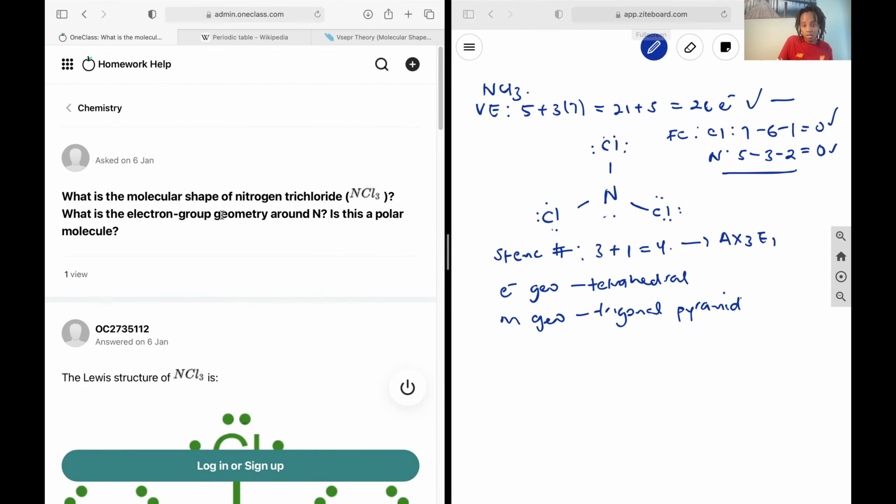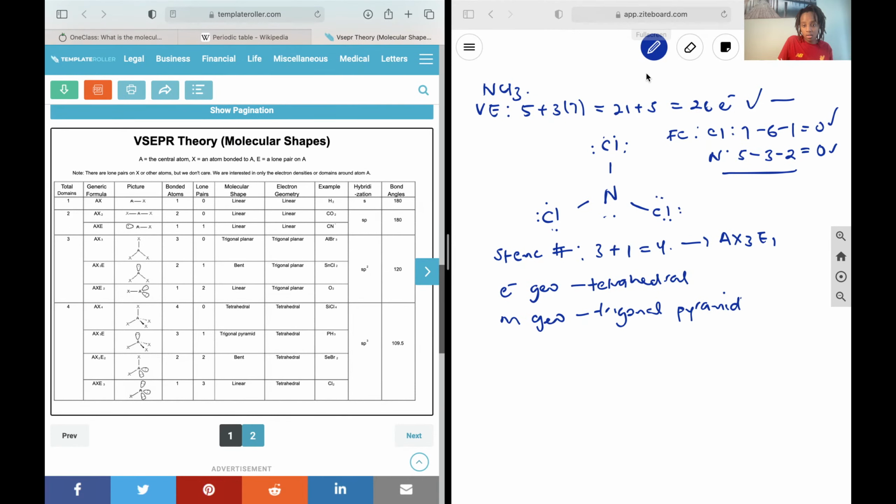Okay, and then we are asked if it is polar or nonpolar, so let's draw it out the way that the structure should look. And then let's draw our dipoles. Lone pair is always more electronegative. Chlorine, chlorine, chlorine. And so we know these 3 will add up in a specific way to give you a dipole moment facing downwards, and this one will give you a dipole moment facing upwards.